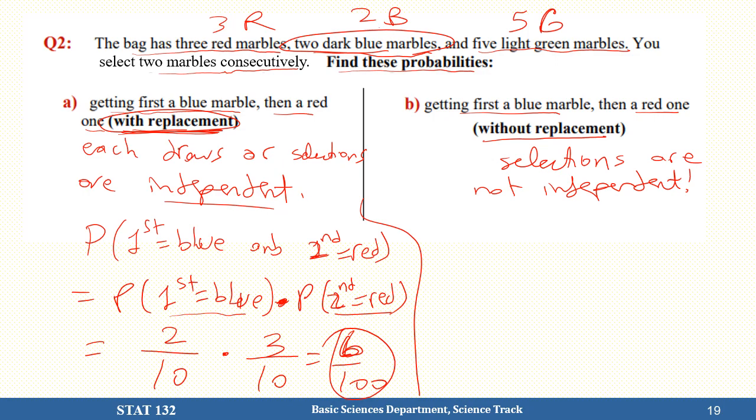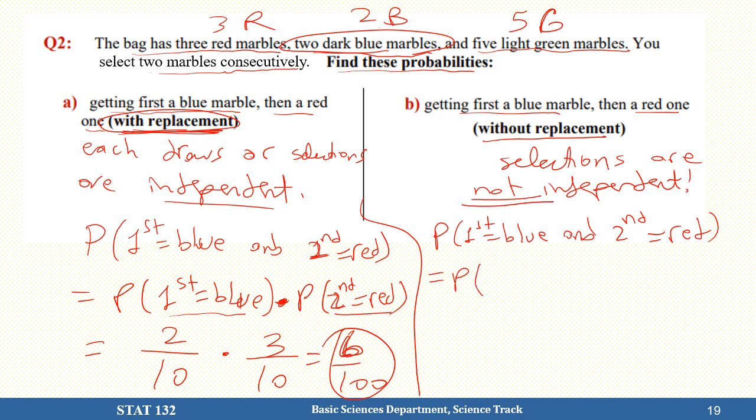So in this case, okay, let's write the same thing. The first is blue and the second one is red. But if they're not independent, this will be equal to the first one is blue, and then multiply with the conditional probability. So the first one is blue, and we're trying to find the second one is red.